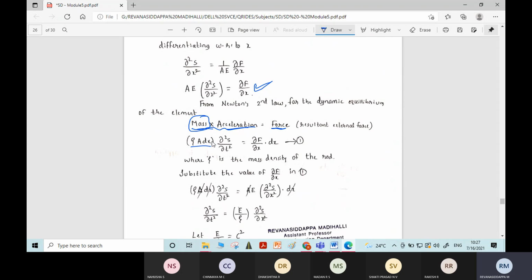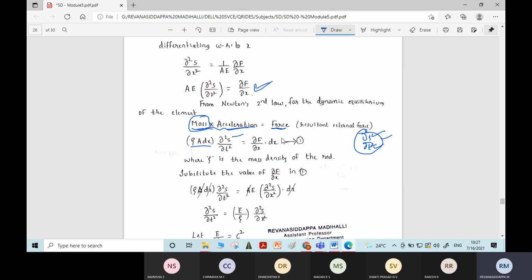Mass into acceleration. What is acceleration? It is the rate of change of velocity with respect to time. The velocity will be equal to del s by del t, the rate of change of displacement with respect to time. Further differentiating, del square s by del t square, you will get the rate of change of velocity with respect to time, that is written here.